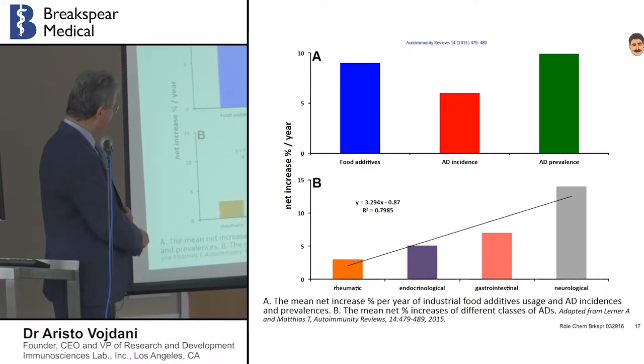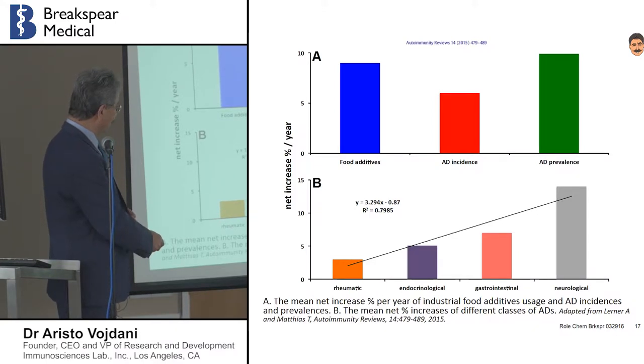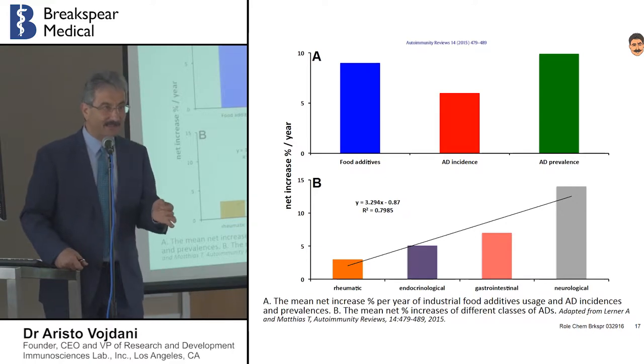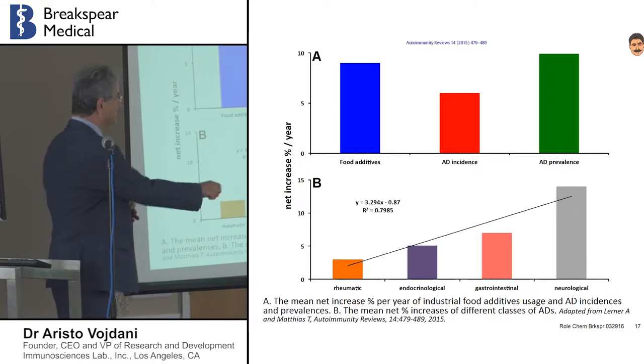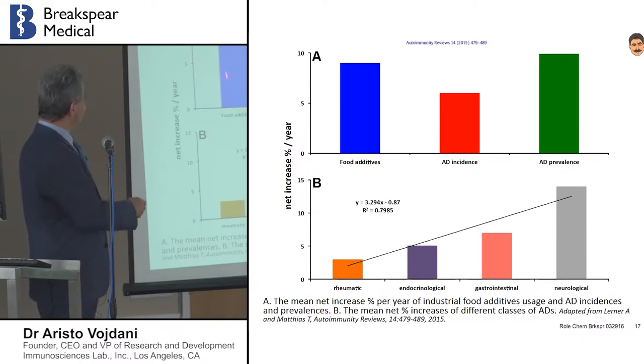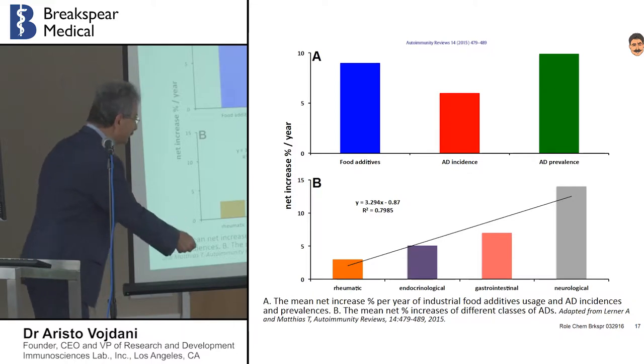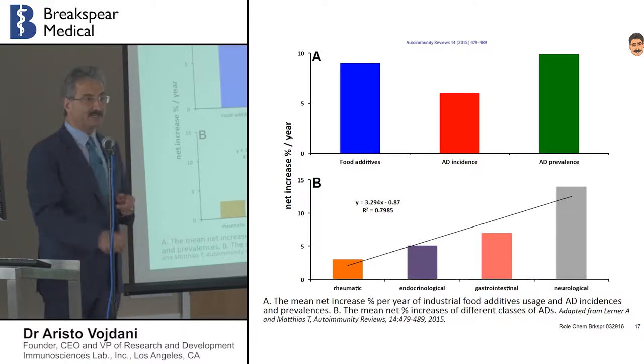first of all, rheumatic diseases, endocrinological, gastrointestinal, neurological. The more we use food additives, the more correlation with autoimmune diseases. And this is percent increase every year in different countries, and its association with prevalence of autoimmune diseases.